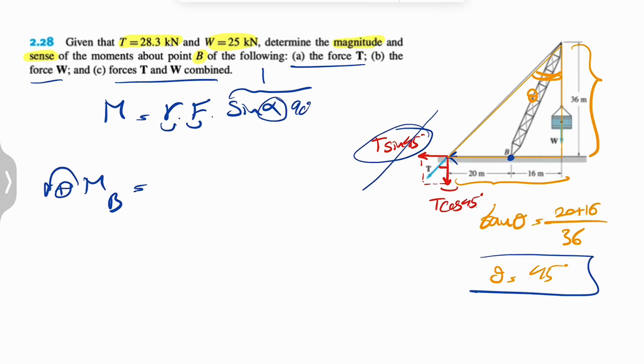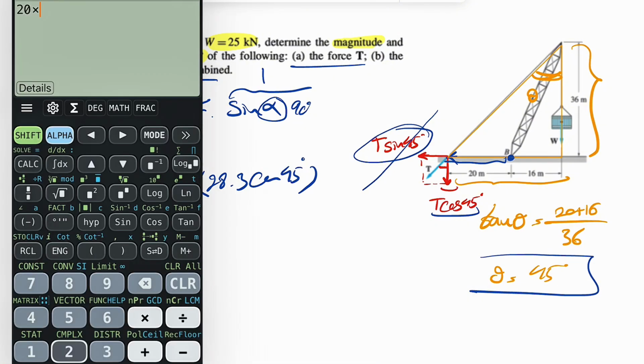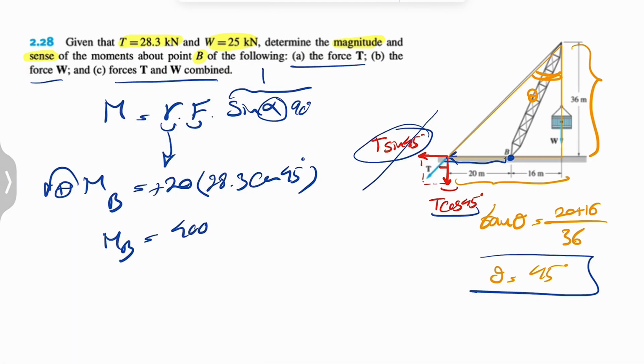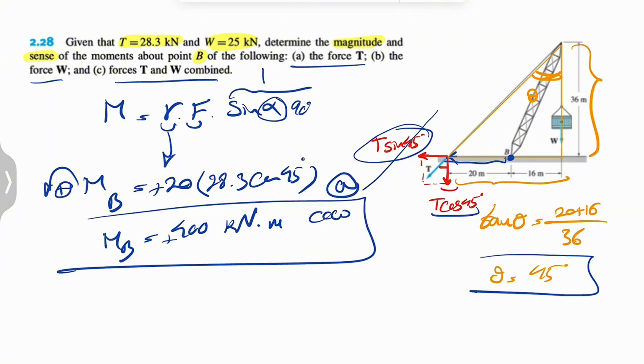So we have T cosine of 45 degrees as our F, and R would be this distance, which is 20 meters. So positive F would be 28.3 kilonewtons cosine of 45 degrees. That's going to give us the answer for the A part. So 20 times 28.3 times cosine of 45. And this is going to give us 400 kilonewton meters. And the positive sign in here shows that the moment is counterclockwise. So that's going to be the A part.